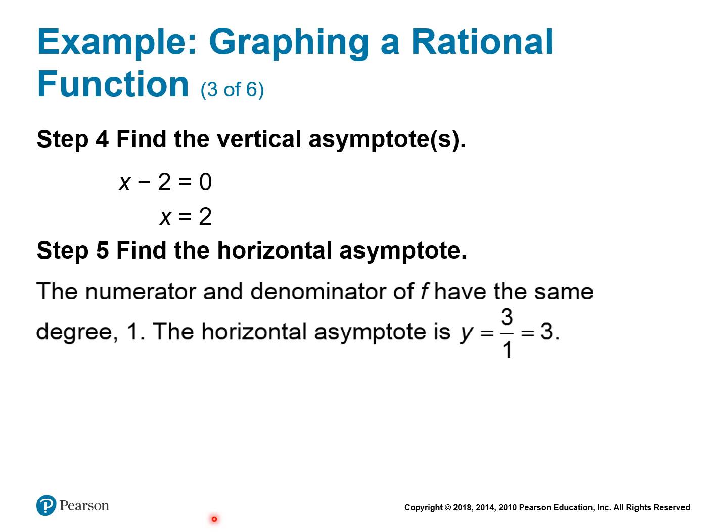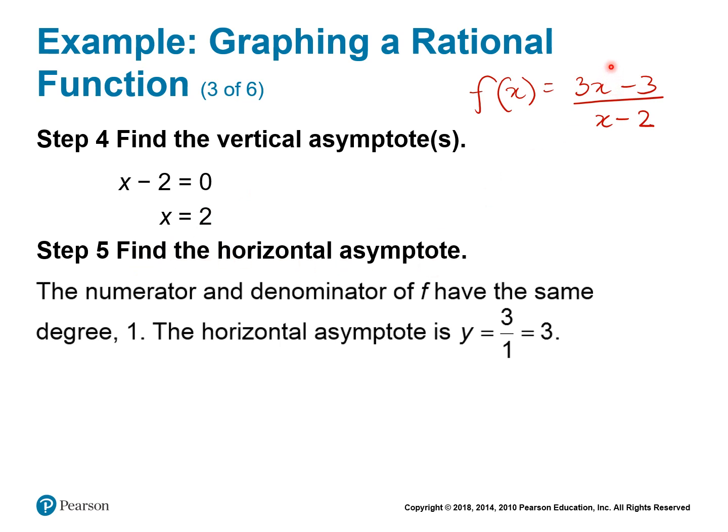To find the vertical asymptotes, we just take the polynomial in the denominator, make it equal to 0, and solve for x. Again, our function was (3x minus 3) divided by (x minus 2). So to find the vertical asymptotes, just take the denominator, make it equal to 0, and we get x equals 2, and that's our vertical asymptote.